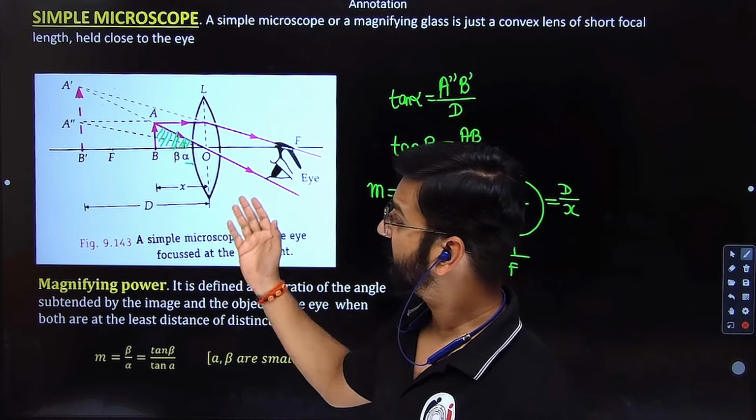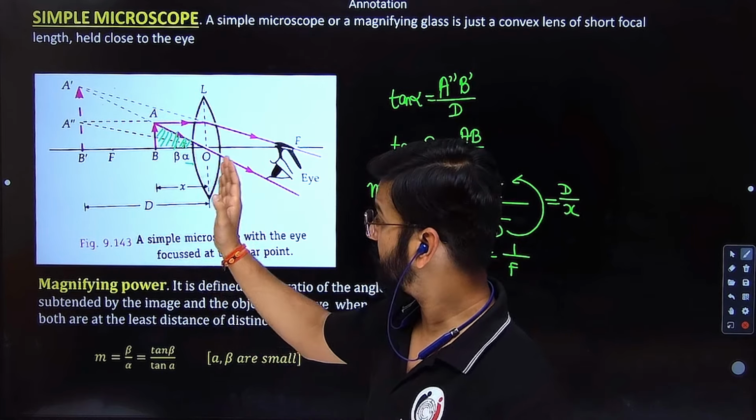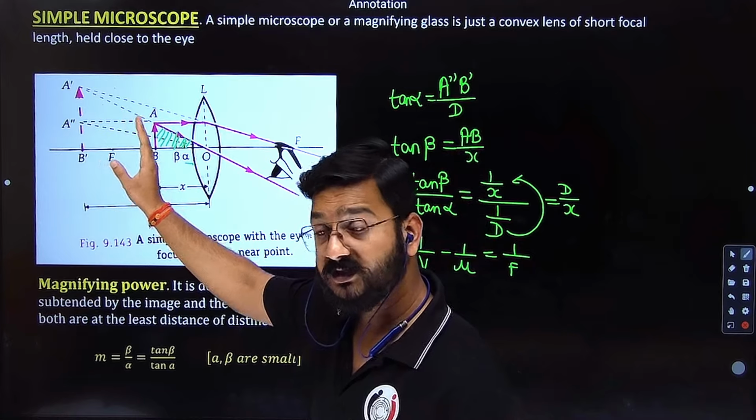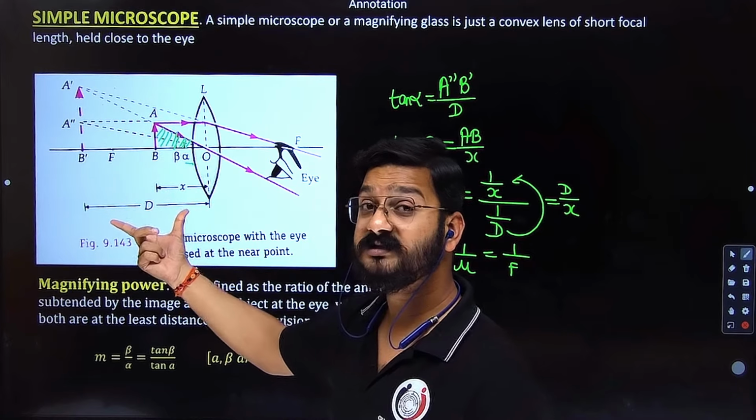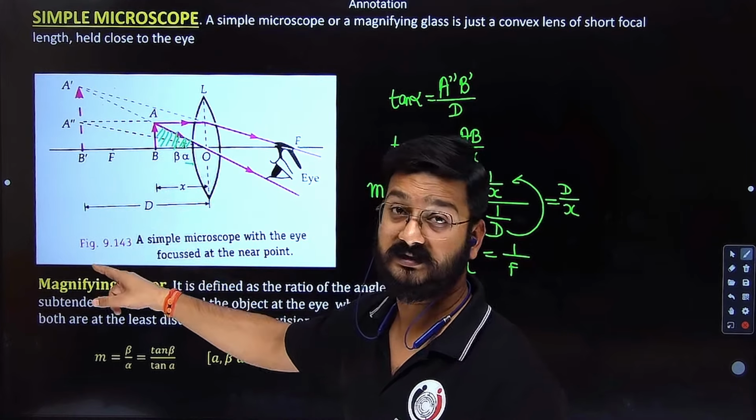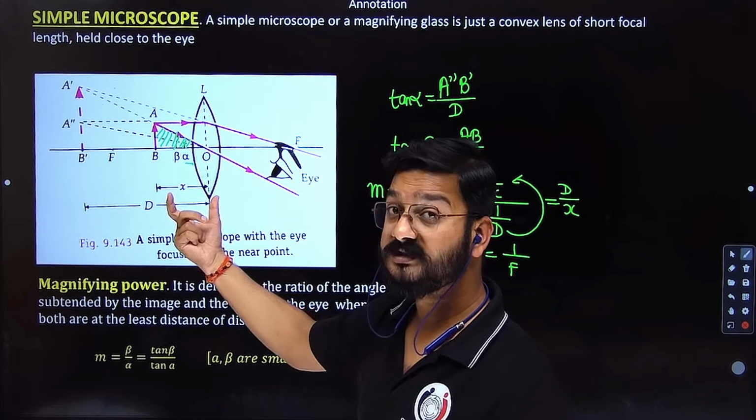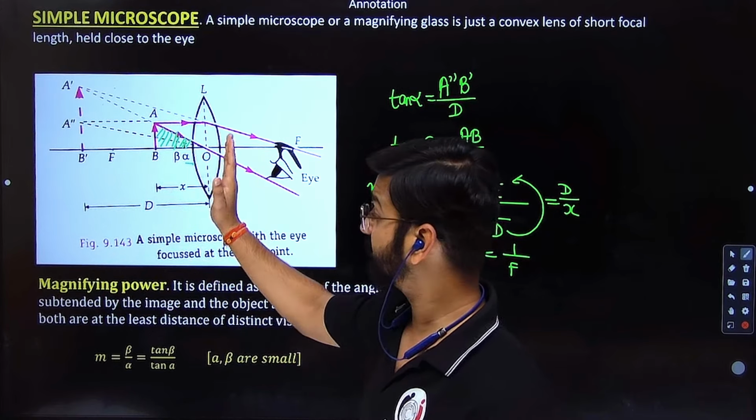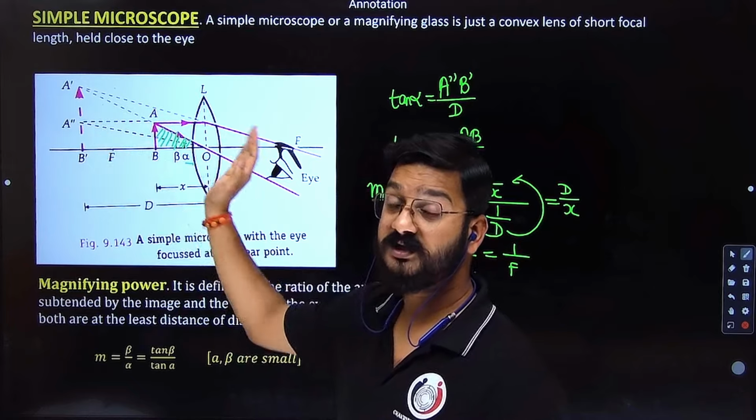So if you see here, where is the image formed? The image is formed on the same side of the object. So this d, which is the image distance, will be plus d or minus d? Minus d. This u will be plus x or minus x? Minus x, because it is on the left side, opposite to the incident ray.